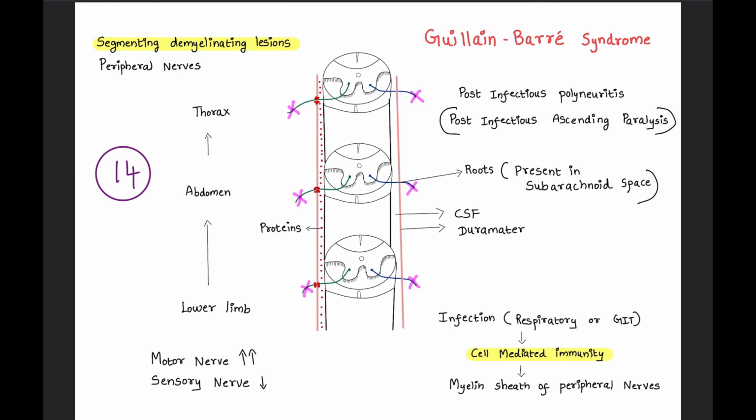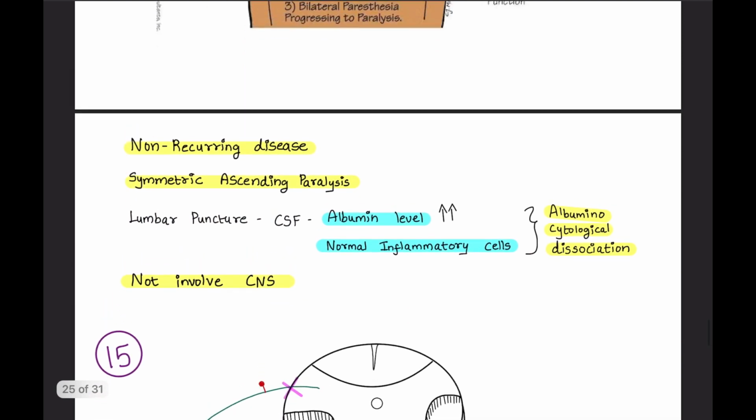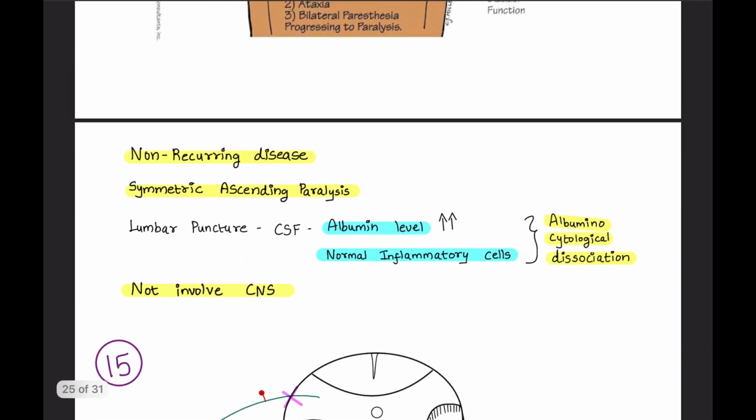And also note that both the nerves, that is sensory nerve fibers and motor nerve fibers, are affected, but dominantly motor nerve fibers are affected more than the sensory nerve fibers. And that's why in clinical feature there is symmetric ascending paralysis. Symmetric means if right leg is affected, left leg will also get affected. Ascending means from lower limb, then abdomen, then thorax, then upwards. So this way is known as ascending.